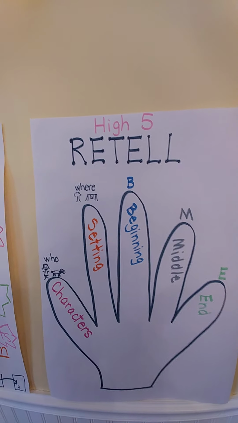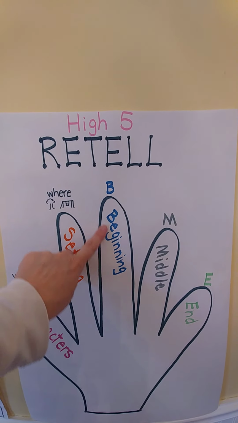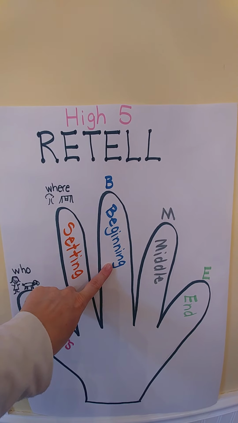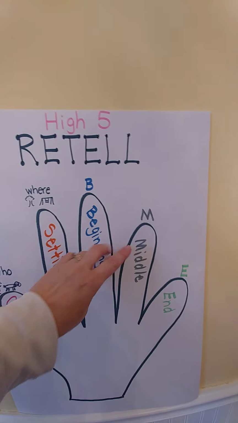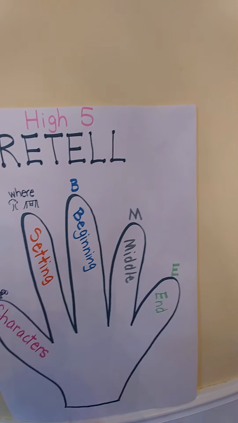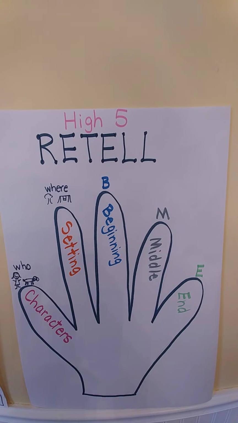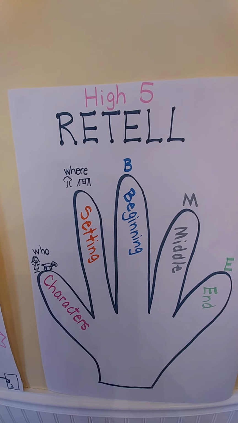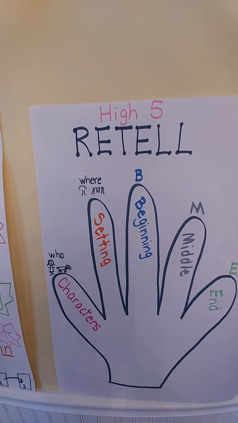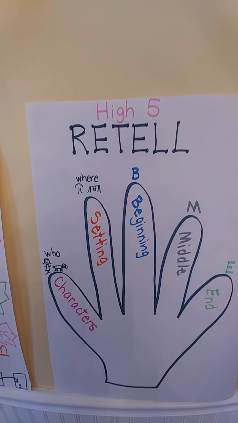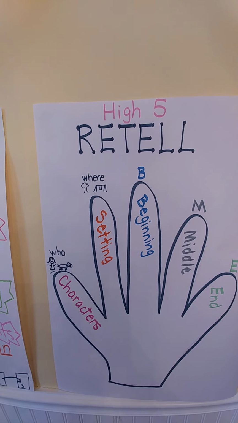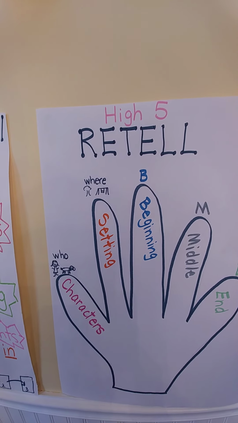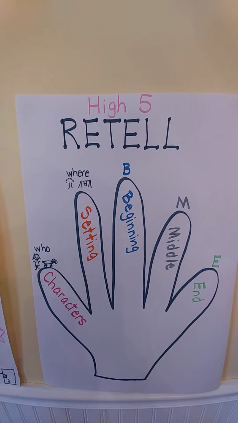All right, boys and girls, with your tall finger, you will talk about the beginning of the story. With your ring finger, you will talk about the middle of the story. And with your pinky, it will help you remember to talk about the end of the story. So give yourself a high five right now, boys and girls, and listen to Mrs. Ulm read a story, and then I'm going to show you how to do the high five retell.